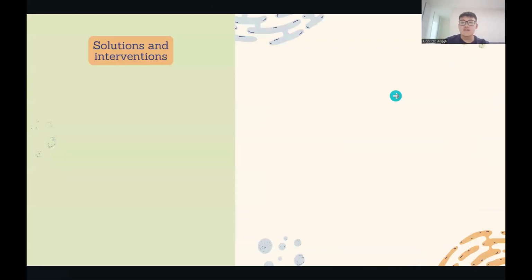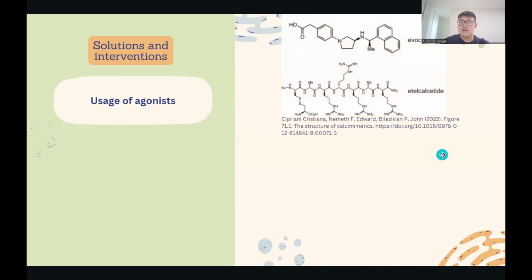So solutions and interventions for the class C3 signaling pathway, one of them would be the usage of agonists. Now, agonists are substances that replicate the activity of a neurotransmitter or hormone to produce a response when it binds on the specific receptor. So, for example, patients with secondary hyperparathyroidism usually have low calcium concentration in their bodies. So agonists such as evocalcet and etelcalcetide can be used in place of the calcium ions and bind onto the CaSR and produce a response similar to when calcium ions bind on CaSR.